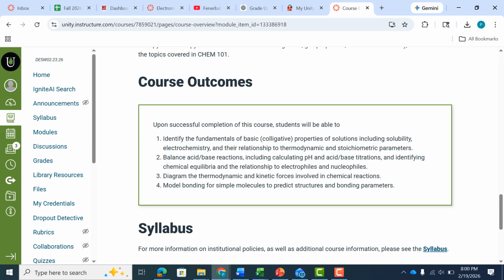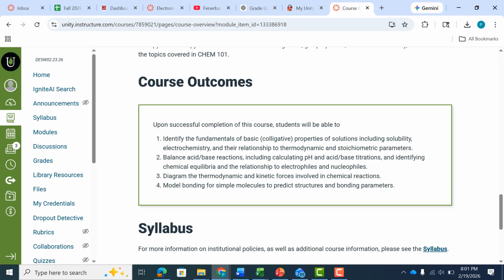As we said before, we're going to identify fundamental basics, colligative properties that have to do with solutions. There are some properties that are not related to the actual substance, but they're related to the amount of substance present. So for example, if you have a solution and you have this number of particles, they could be NaCl, they could be KCl, they have a certain behavior, okay? So we call them colligative properties. They're going to include then solubility, electrochemistry, and the relationship to thermodynamics and stoichiometric parameters.